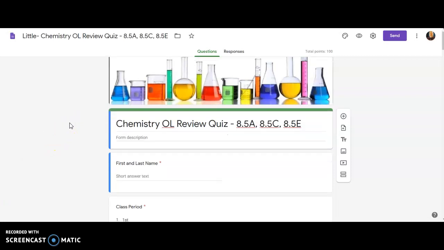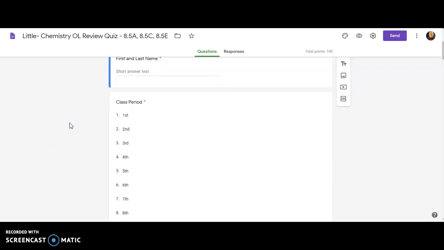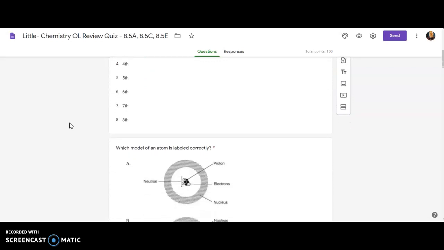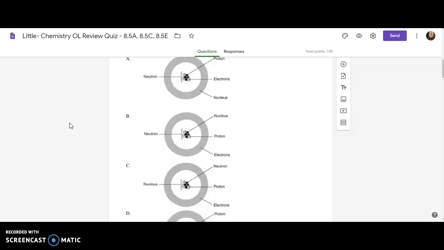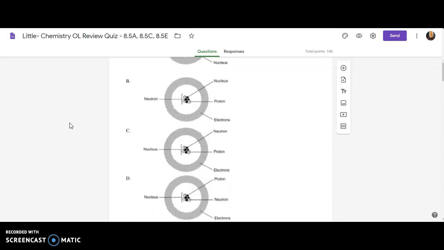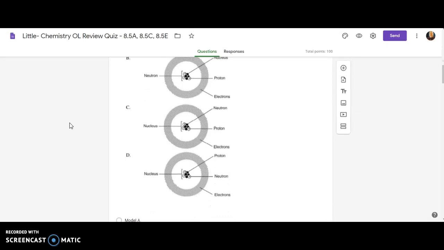Obviously, the first thing you're going to do is put in your first and last name, select the correct class period, and then we'll start with question number 1. Which model of an atom is labeled correctly? So we're looking to figure out, are the labels provided representing each of the subatomic particles in the correct location? Is A correct, B correct, C, or D?